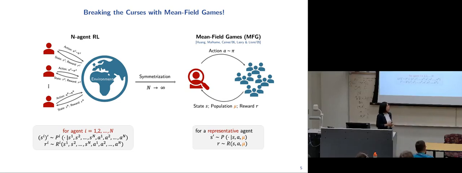Okay? So more specifically, for a given representative agent, the state transition dynamics and the reward will depend not only on the current state and action, but on the aggregated information of the whole population, which is through the population state action distribution, which I'm going to denote as mu here.